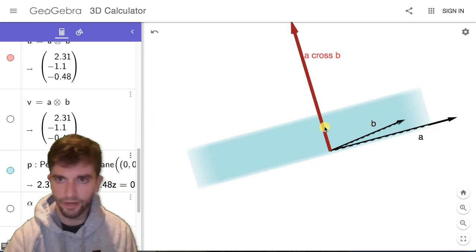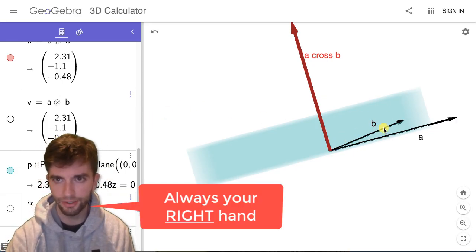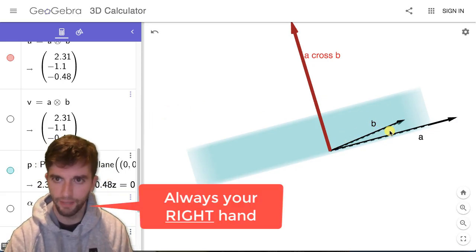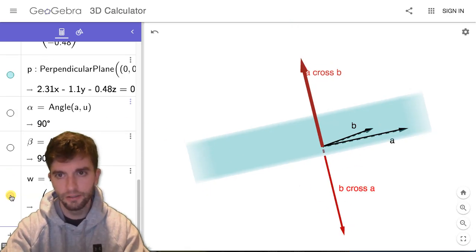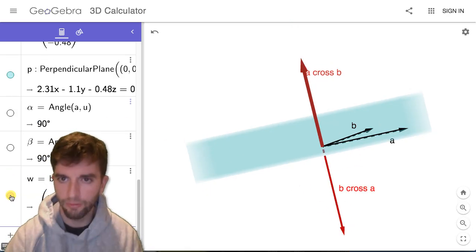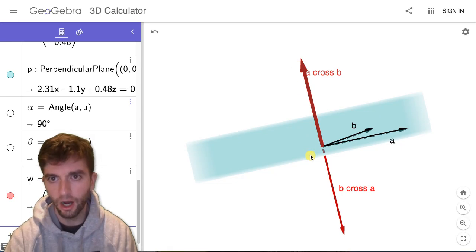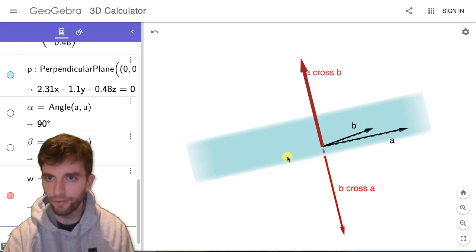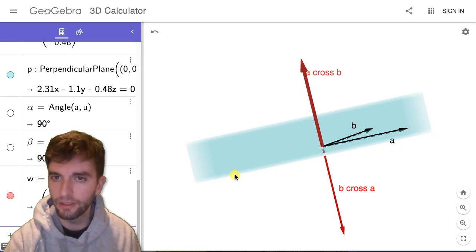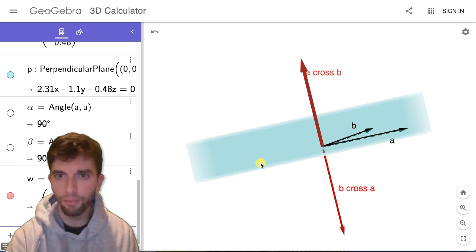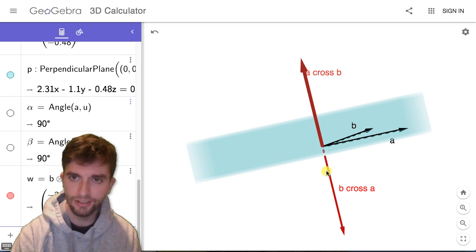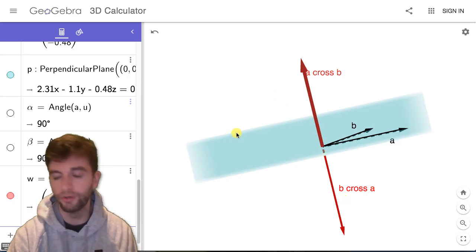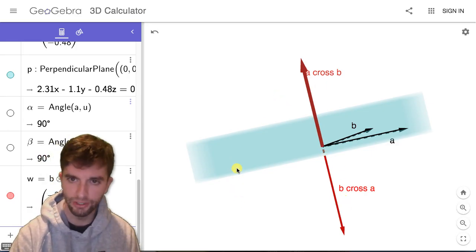B cross A, on the other hand, if you laid your hand along B and tried to curl your fingers towards A, you'd have to flip your hand upside down and your thumb would be pointing down this way. So B cross A looks like this. Notice both of those vectors are perpendicular to the plane that vector A and B both fall in. So these two vectors are both perpendicular to both vector A and vector B. So cross product vectors are perpendicular or normal to both of the original vectors.